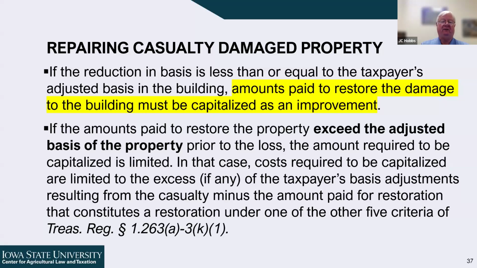So if they exceed the adjusted basis of that property prior to the loss, the amount required to be capitalized is limited. Those are the rules. In that case, the costs required to be capitalized are limited to the excess of the adjusted basis, and anything above that is probably going to be taxable. But we're going to have to keep track of all this. So the casualty minus the amount paid for restoration, that constitutes restoration under one of some criteria there in that Treasury reg. Like I said, you're going to need to take this material to your tax preparer.